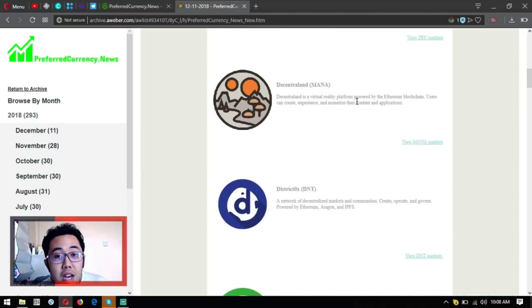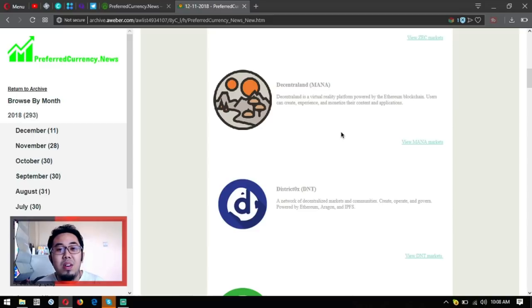So that's for Zcash, same as Decentraland. Decentraland is a virtual reality platform powered by the Ethereum blockchain. Users can create experiences and monetize their content and applications. Okay, so I've watched Decentraland previously, and they have their own world. It's a virtual reality world where you can interact with other users also, and they have their own currency there.